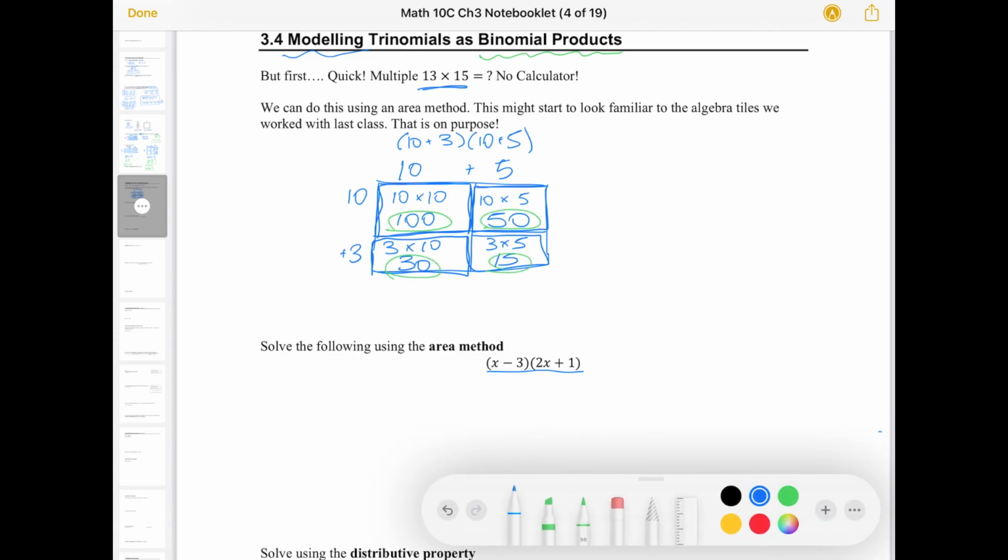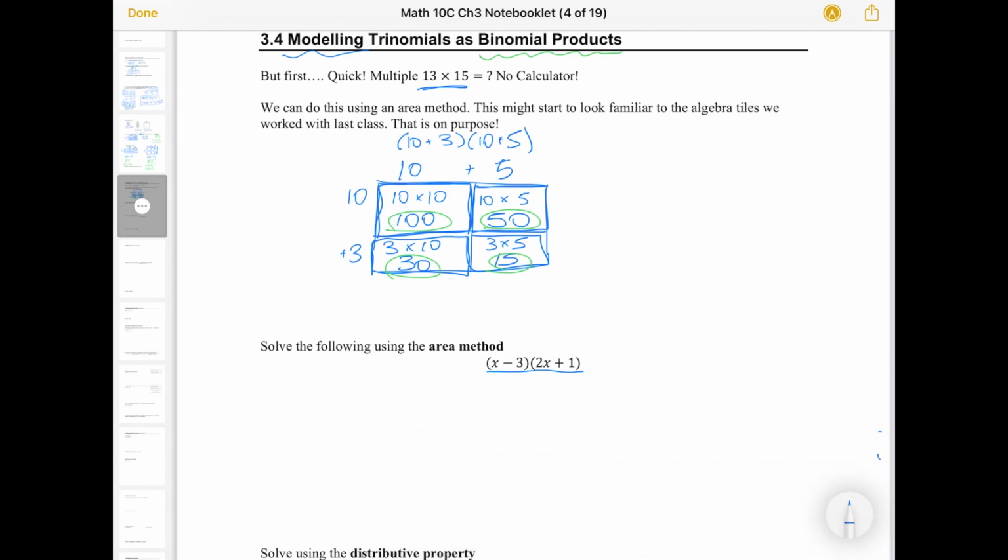So that is step 1. To finish it off, I'm going to add these all together because it's 100 plus 50 plus 30 plus 15. So I end up with 100, 50 plus 30, 80, plus 15, 195. Should be 13 times 15. So that's how we can solve it. Of course, you would just use your calculator right now. But we can't do that when we have x's in here.